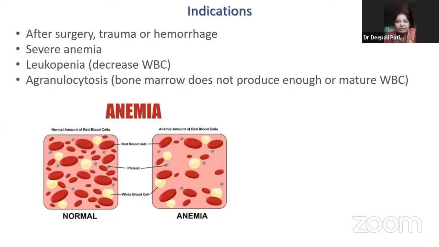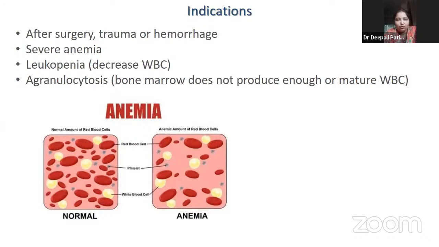Then we will see indications of blood transfusion. First one, after surgery, major extensive surgeries like organ transplant, etc., require blood transfusion. Then trauma or hemorrhage. It may be either internal or external hemorrhage. Second is severe anemia. Different types of anemia, such as iron deficiency anemia, megaloblastic anemia, sickle cell anemia, thalassemia, aplastic anemia, may require blood transfusion.